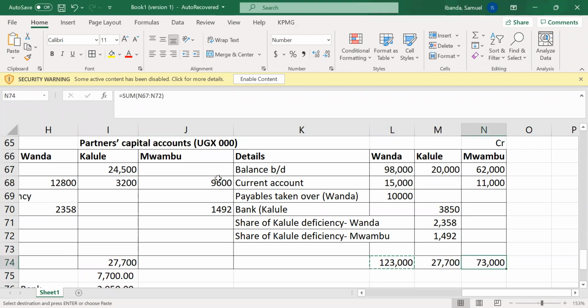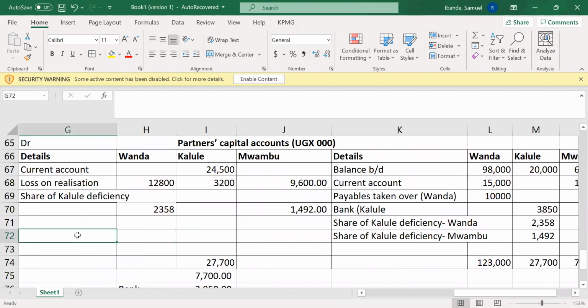But then for Mwambo, this side, it's not the case. It is less than 73. So that difference is what we are supposed to pay to them through the bank. Since the partnership is winding up, we don't have to have a balance carried down. So I'm going to have a bank, because these values are now going to be paid through the bank.